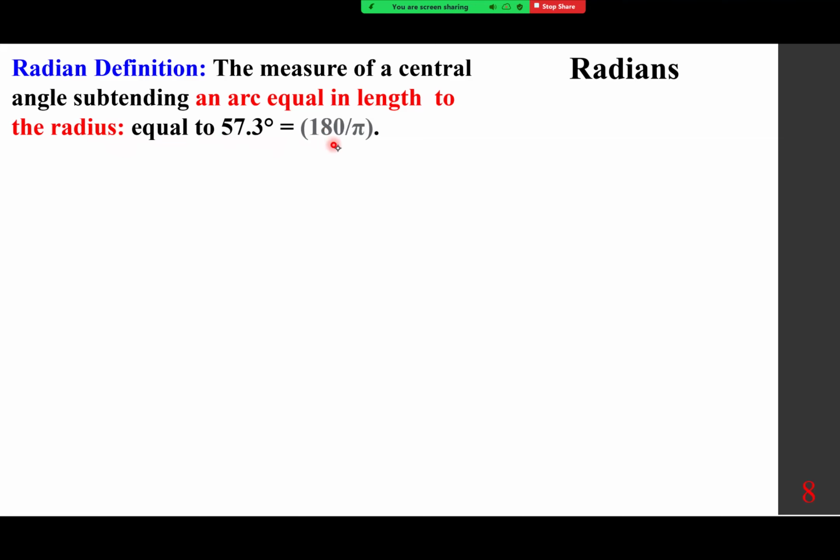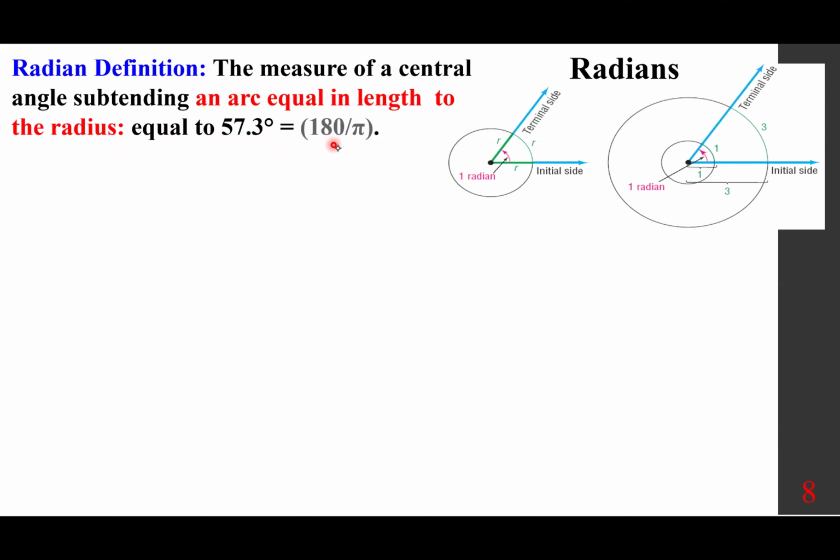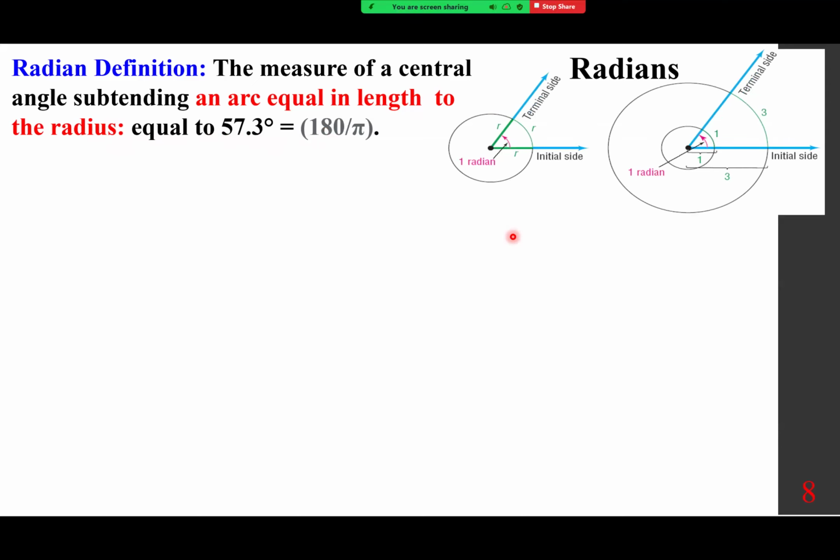Perfect. That is the definition of a radian. In other words, if you look at this circle, which doesn't have the same radius as this one, this arc length is equal to the radius. This one the same thing, this one the same thing. That is the definition of radian, and therefore when we calculate it, 1 radian is roughly 57.3 degrees.